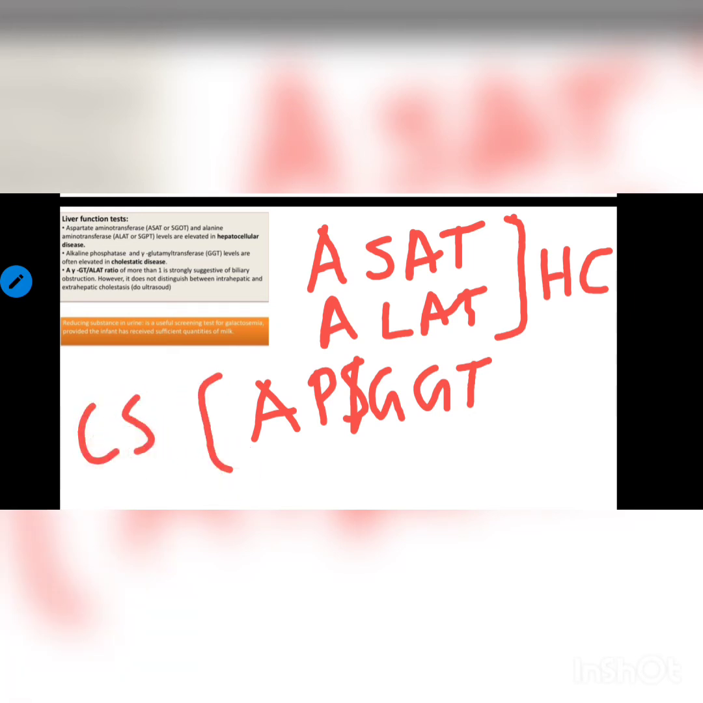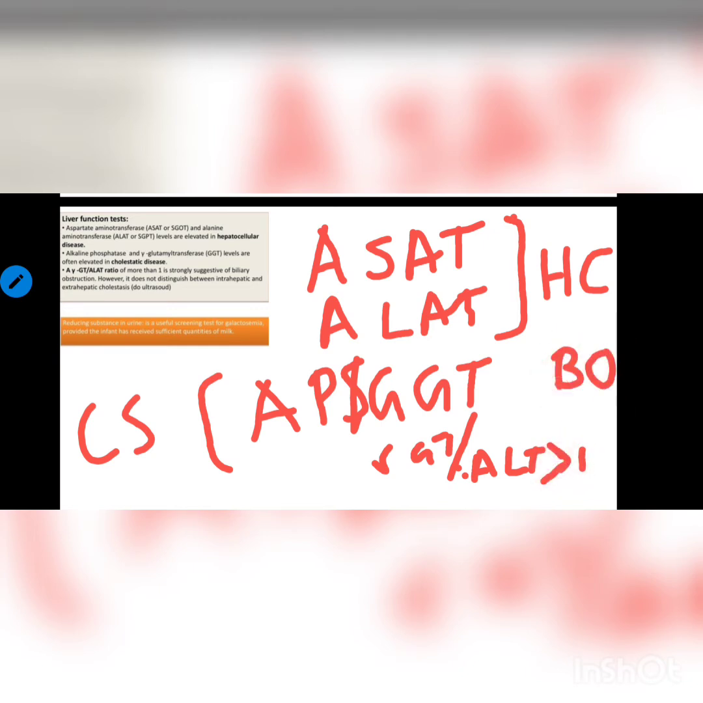Then the gamma glutamyl transferase to alanine transaminase enzyme ratio: if it is more than 1, it is strongly suggestive of biliary obstruction. However, it does not distinguish between intrahepatic and extrahepatic cholestasis. For finding that, we should do the ultrasound.